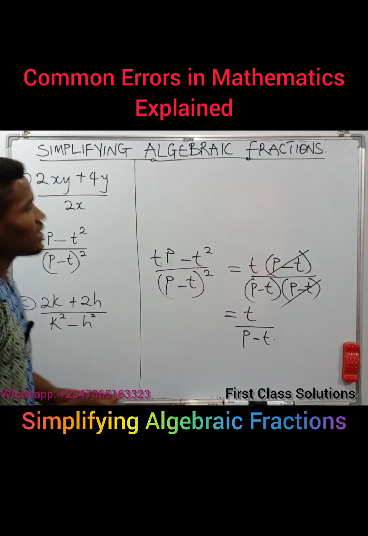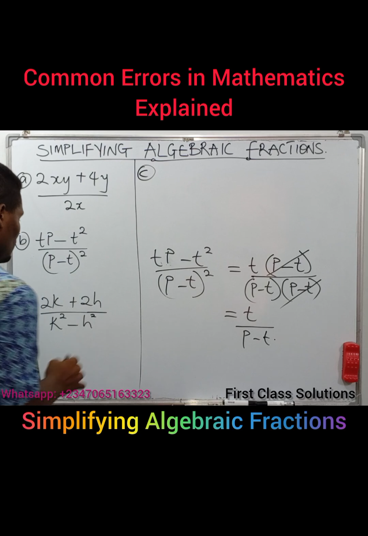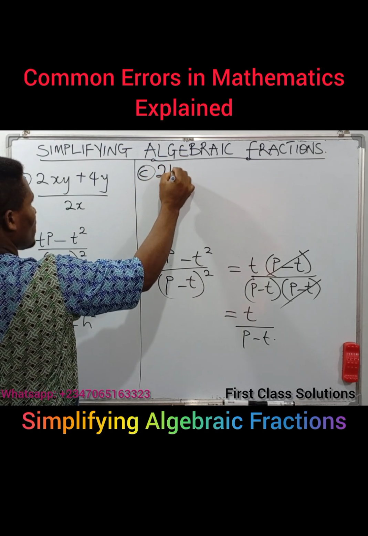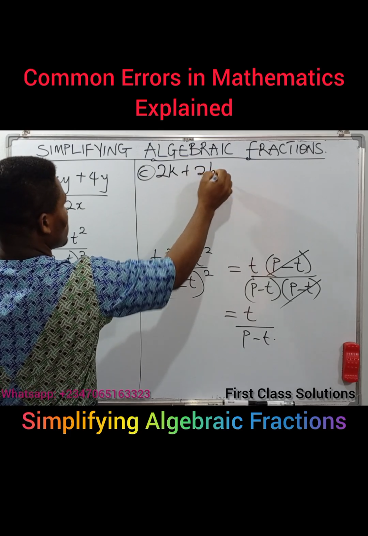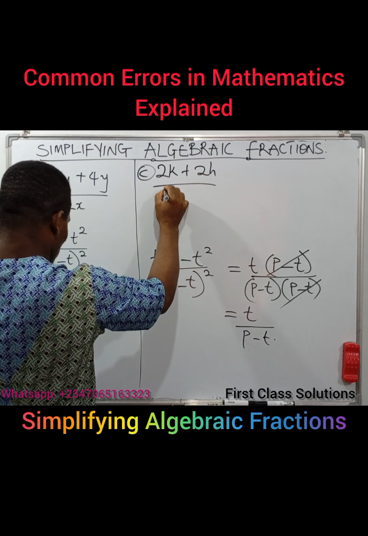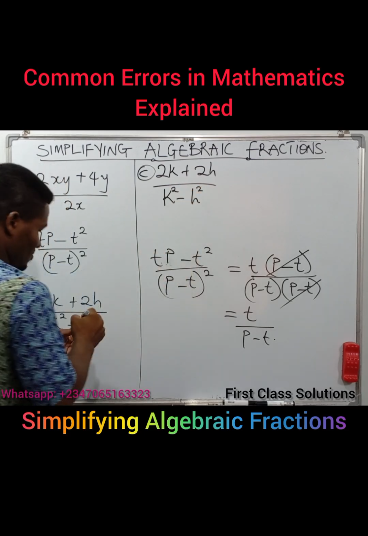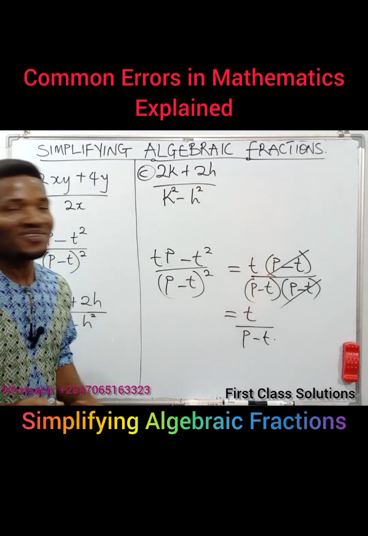Now for the last one, we have C. I gave a student this question. Look at what the student did. 2k plus 2h over k squared minus h squared. All right, look at what the student did.